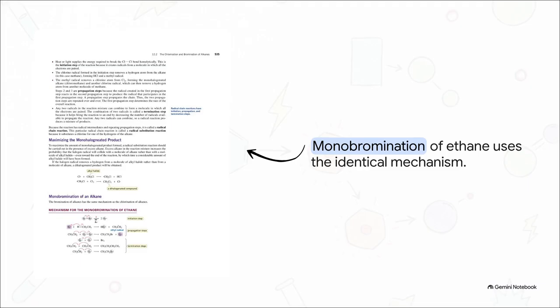Now, you might be thinking, is this just a one-off trick for methane and chlorine? Absolutely not. Whether it's chlorine or the monobromination of ethane that we see here, the exact same 3-act structure fundamentally rules the reaction. You see the initiation, creating those bromine radicals at the top. You see the propagation steps in the middle, where the ethyl radical is formed and then reacts to create the product. And then you see the termination steps down at the bottom. The actors change for sure, but the script remains exactly the same.